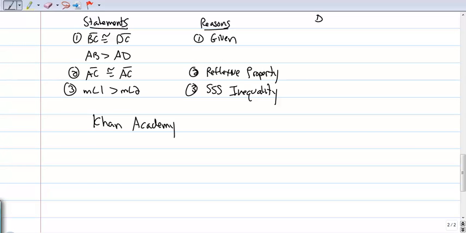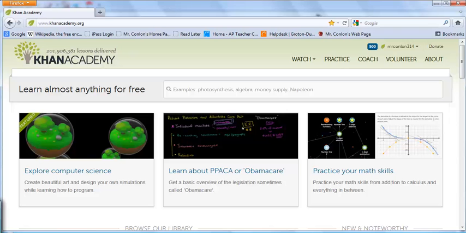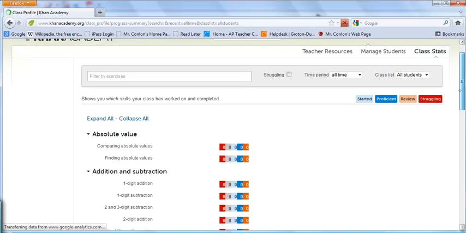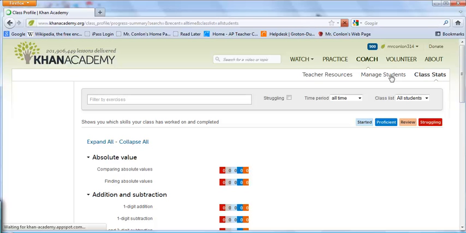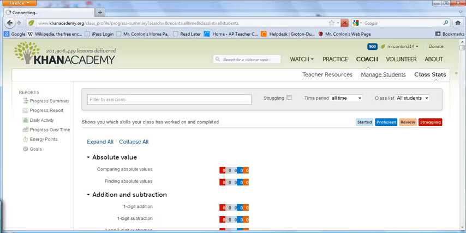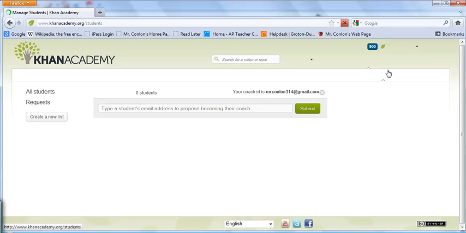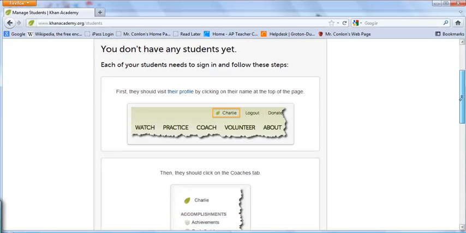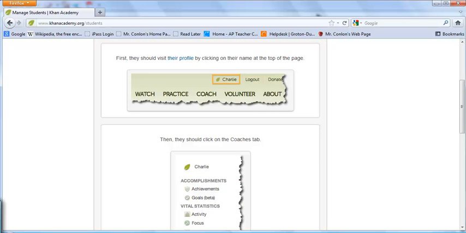After you've done that and you're logged in, I want you to go to the coach page. Actually, let's follow the directions in here and what they say to do. Manage students. This is for me. This is my page. What I want you to do is select me as a coach for Khan Academy. So you're going to visit your profile by clicking your name at the top of the page.